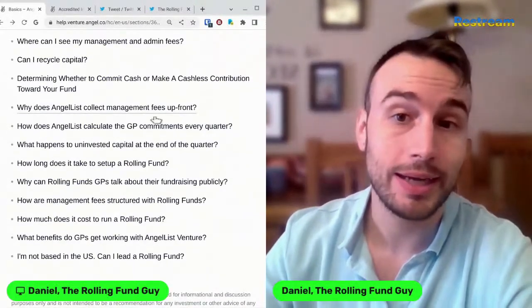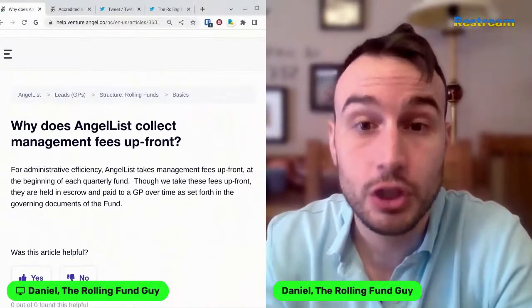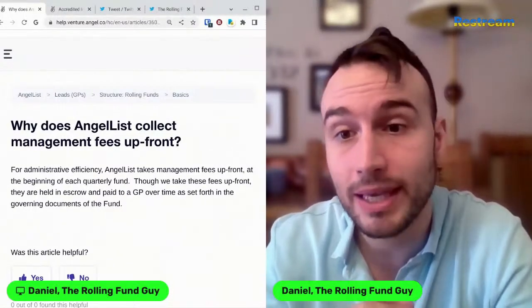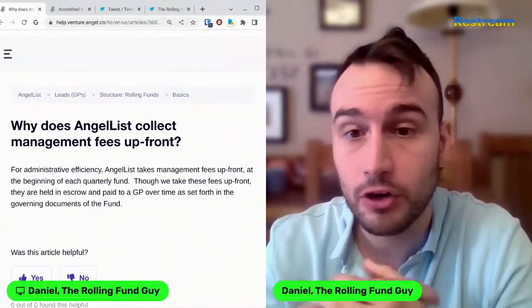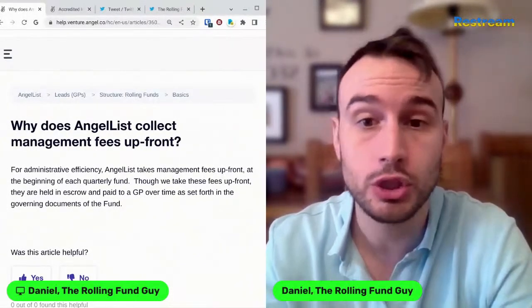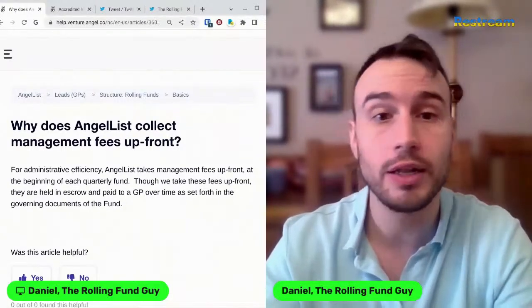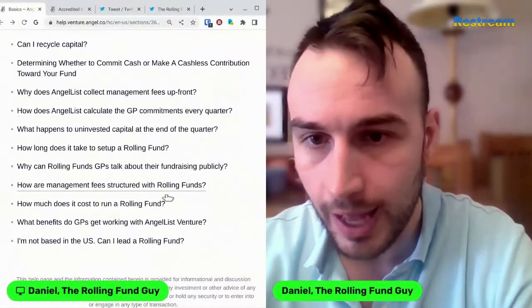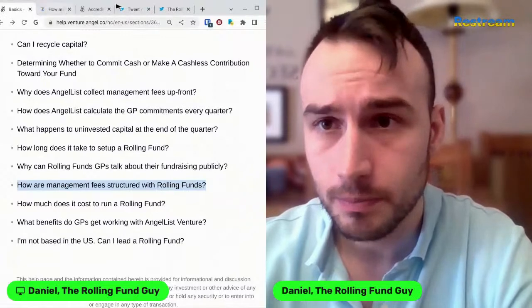Why does AngelList collect management fees up front? For administrative efficiency, AngelList takes management fees up front at the beginning of each quarterly fund. Though we take these fees up front, they are held in escrow and paid to a GP over time as set forth in the governing documents of the fund. There's a graph for this, and we went over it yesterday, showing how management fees are structured within rolling funds.